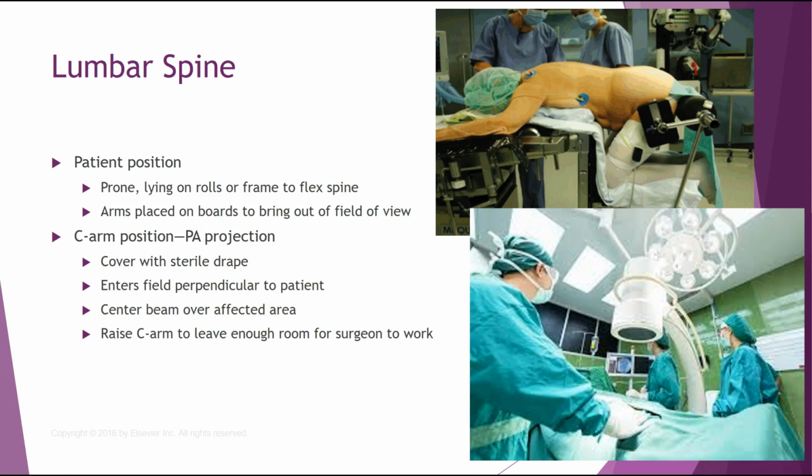Okay, your C-arm position. For a PA projection, you're going to cover your C-arm with your drape. You're going to enter perpendicular to the patient as always. You're going to center the beam over the affected area. Be prepared to move that C-arm around to get in the right spot at first. And then once you do, if they're going to want more imaging, remember where you're at. Get some landmarks. See where your C-arm is positioned when it's correct and the surgeon's happy, and try to remember that, okay? Because you're going to have to move it out of the way and bring it back in.